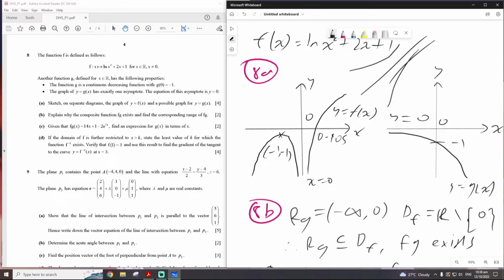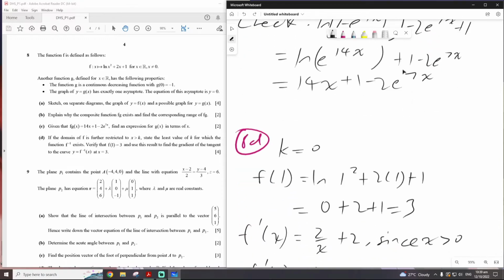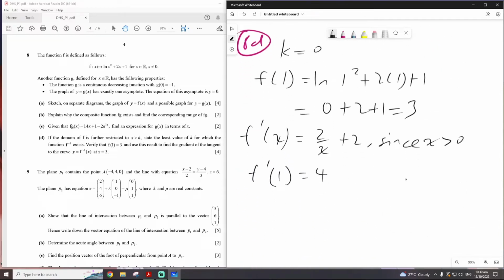What is the gradient at this point? So the gradient here is 4, for example. What is the gradient here? Well, the point is (3, 1), right? So it seems to be a reflection. You will see that the gradient here is steep while the gradient here is narrow, right? But it's still positive. It seems that the gradient will just be the reciprocal also, right? So therefore, gradient of f inverse at x equals 3 will be 1 over 4.